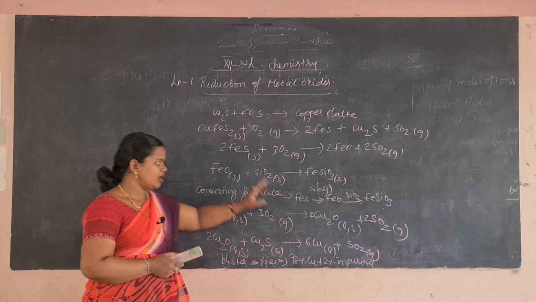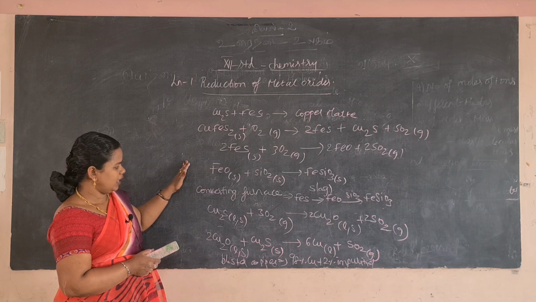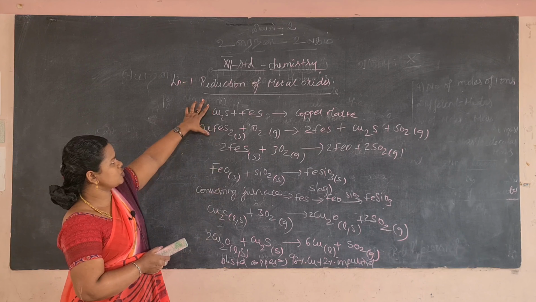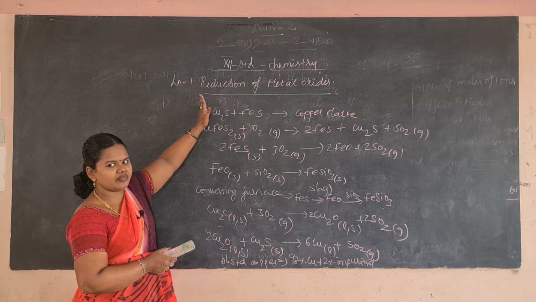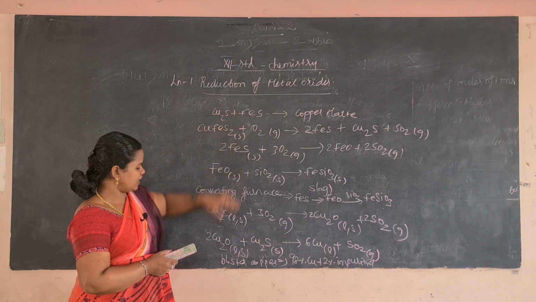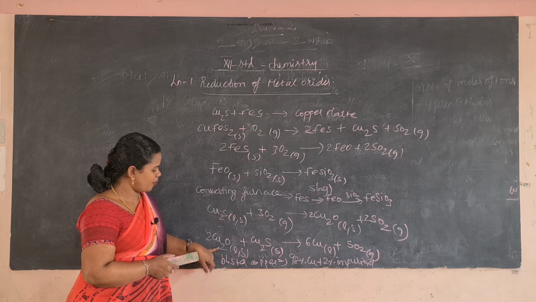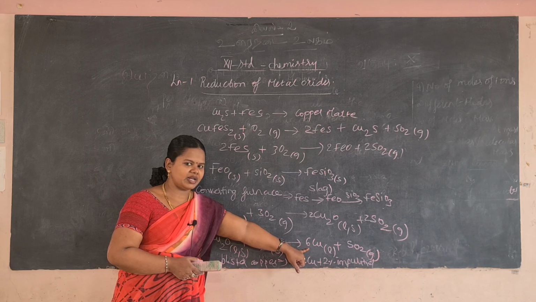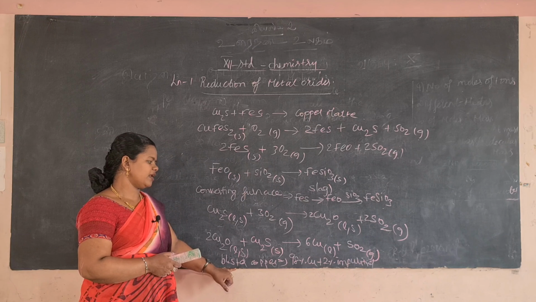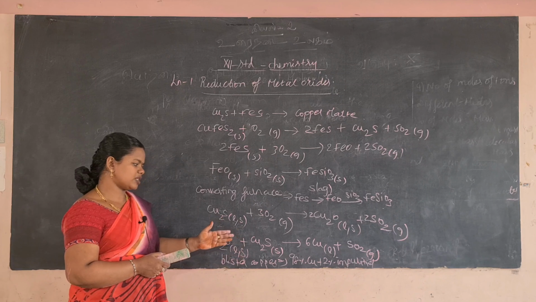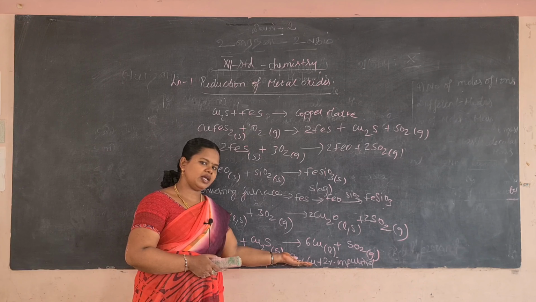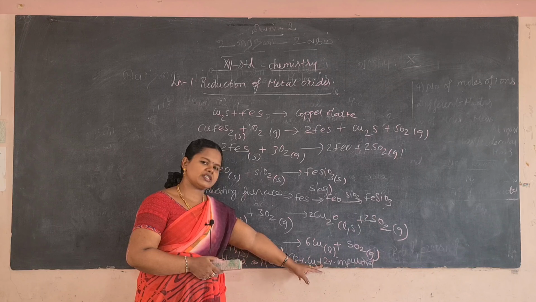Finally what happened? We have converted the copper oxide. Already I told that in the reduction we are going to convert the metal oxide to metal. So already we have converted the copper oxide to what? Copper metal. So this is known as blister copper, which contains what? 98% copper plus 2% impurity.